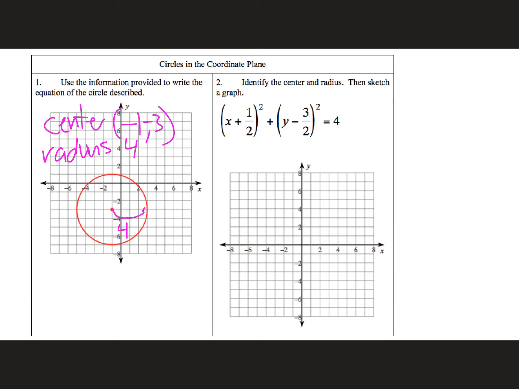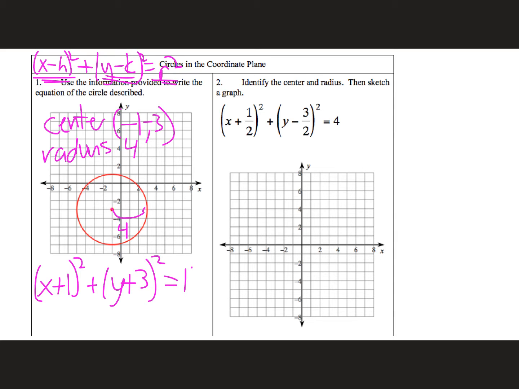So that means I'm going to write x. So this is like (x minus h) squared plus (y minus k) squared equals r squared. It's just the Pythagorean theorem. Leg squared plus leg squared is the hypotenuse squared. So (x plus 1) squared plus (y plus 3) squared. It's plus because it's minus a negative, equals r squared, so 16. And I wrote the equation.